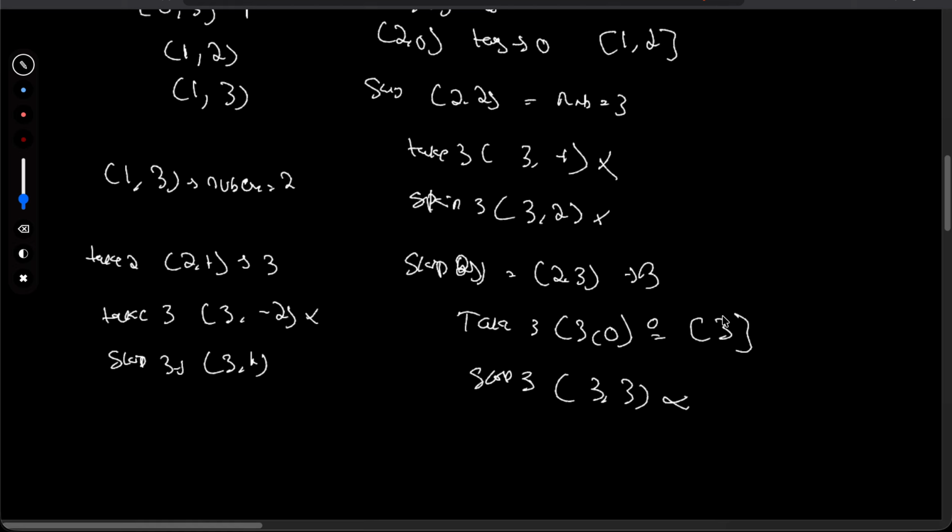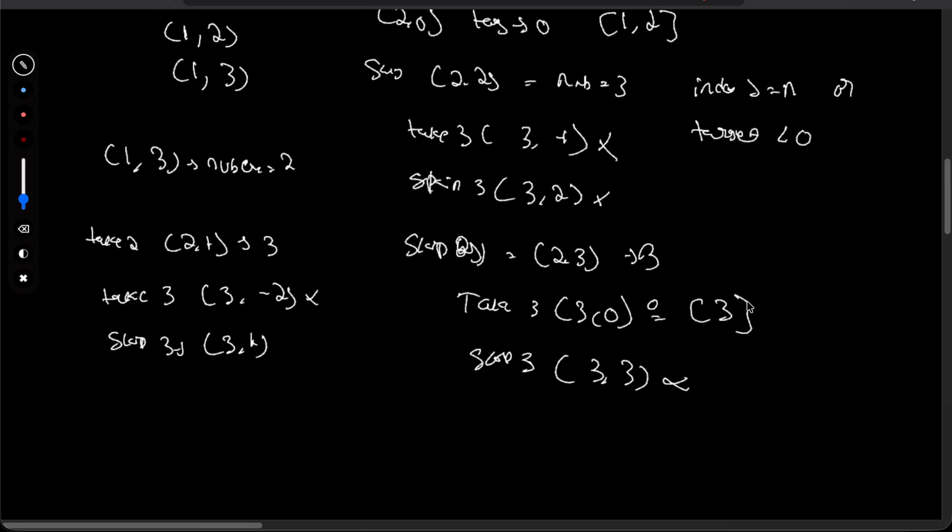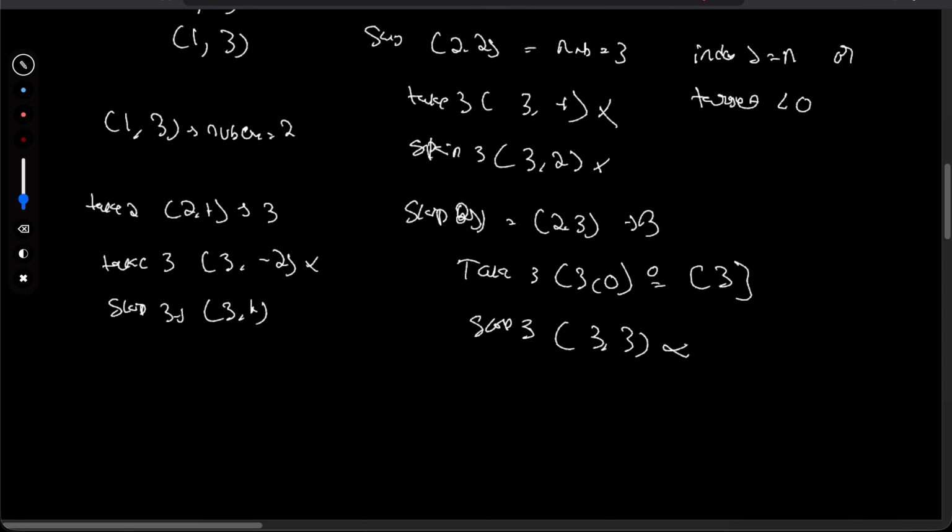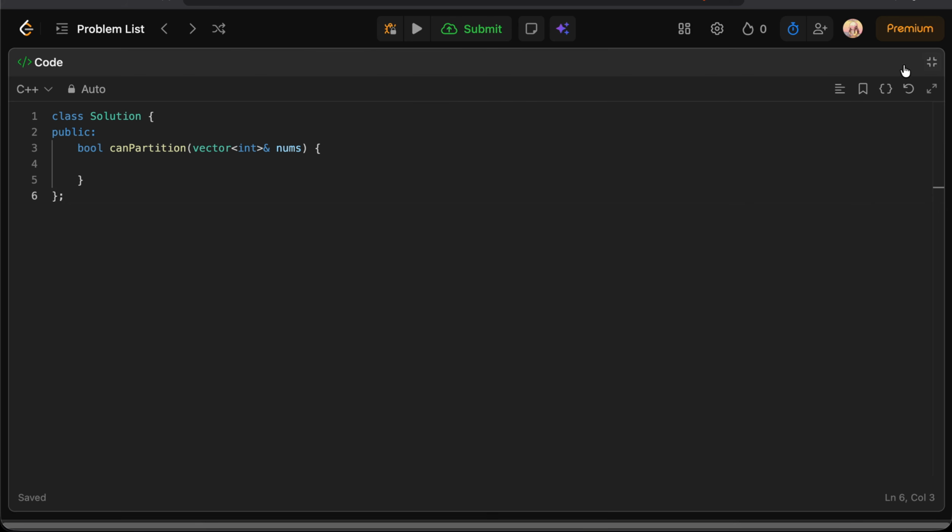So at every step we choose take or skip. Base case: if target is equal to 0, it's success. If index is greater than or equal to n, or target is less than 0, it's fail. If any path returns true, then return true. So recursion explores all possibilities. Let's write down the code in recursion.